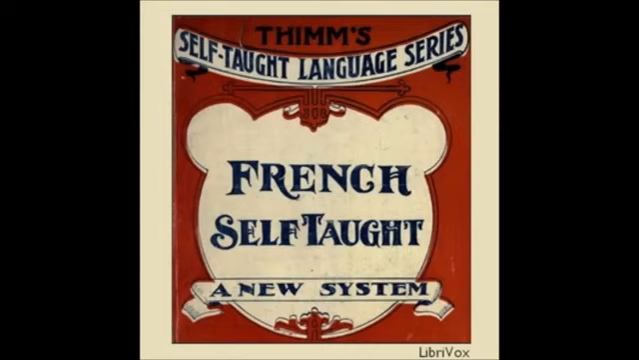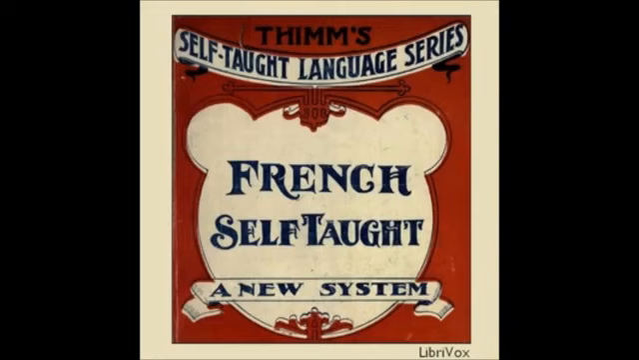Conditional. Present. I should sell. Je vendrais. Tu vendrais. Il vendrait. Nous vendrions. Vous vendriez. Ils vendraient.